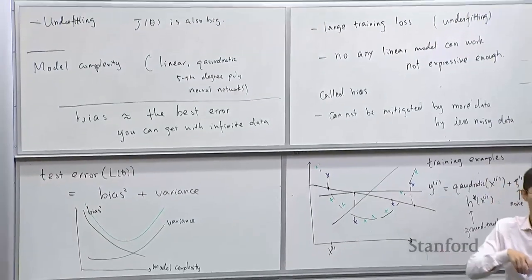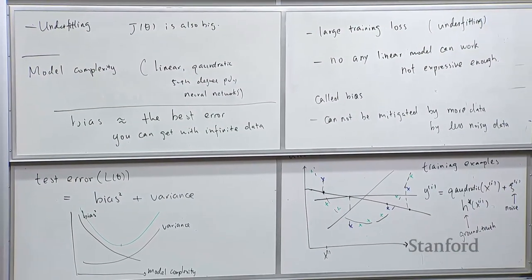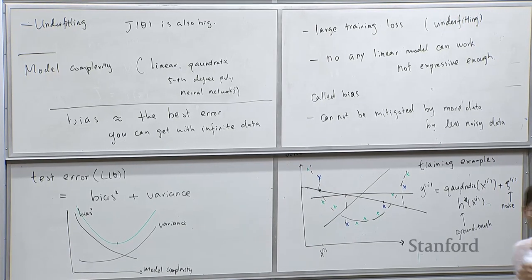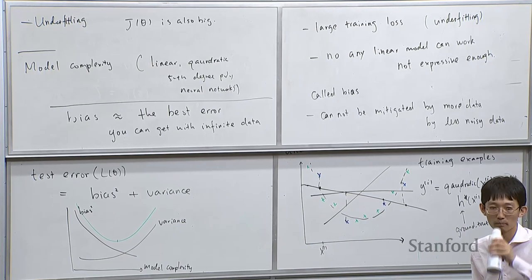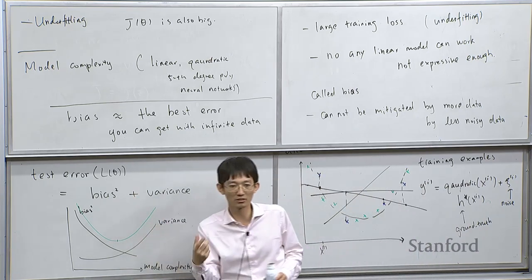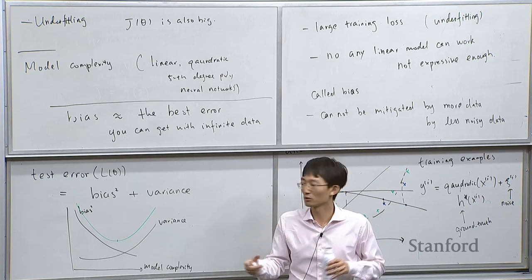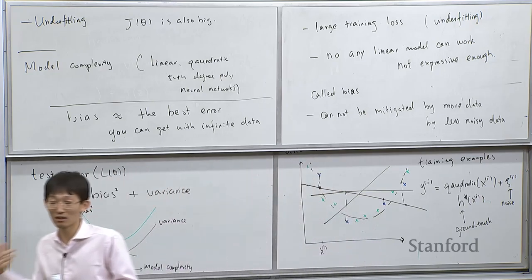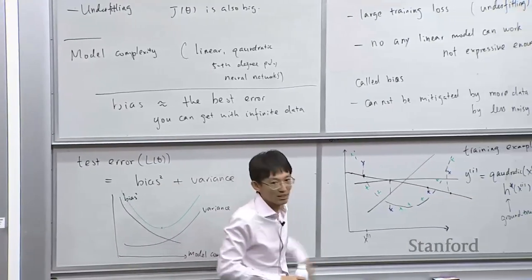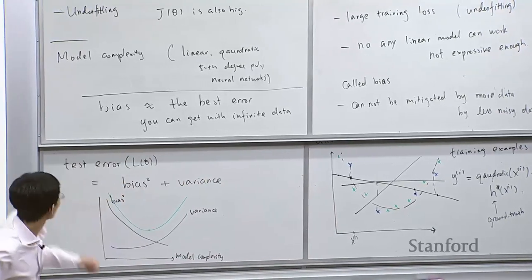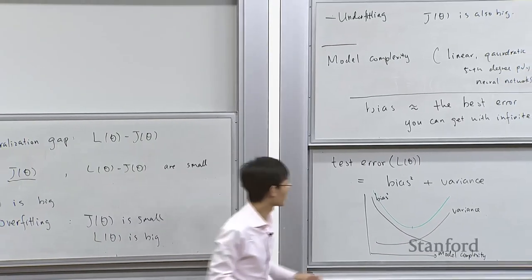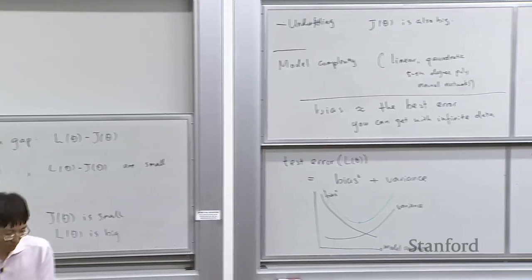By best error you mean within the same model, you're not changing the model class. You're only using linear. So bias would be the best error with the linear model. Exactly. Technically, bias is a property of the family of models. The linear model family has large bias. We are always talking about a model family, either the family of linear models, the family of fifth degree polynomials, or the family of quadratics. Okay, so this is the bias.